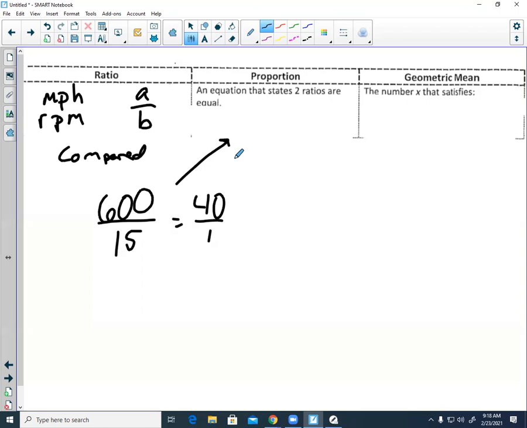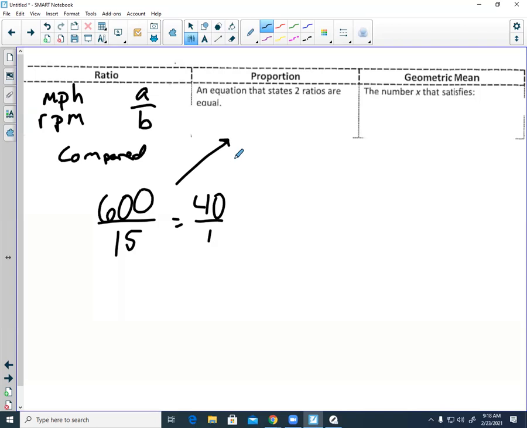A proportion is something that says that two ratios are actually equal to each other. So what we know is we can set two ratios equal to each other as long as we didn't change something, right? 600 over 15 is the same thing as 40 over 1. I can't change this and say 600 over 15 equals 40 over 3 because they're not the exact same. They have to be the exact same when simplified in order for them to be the same.